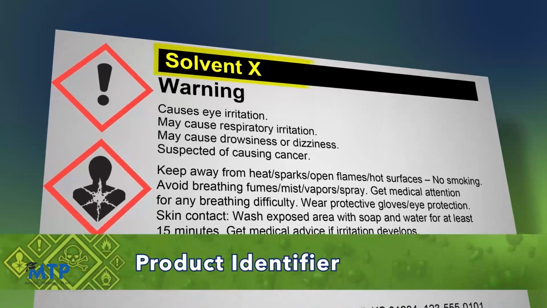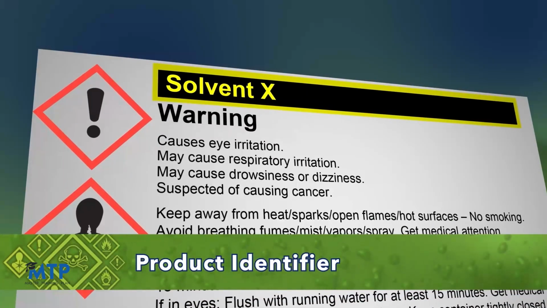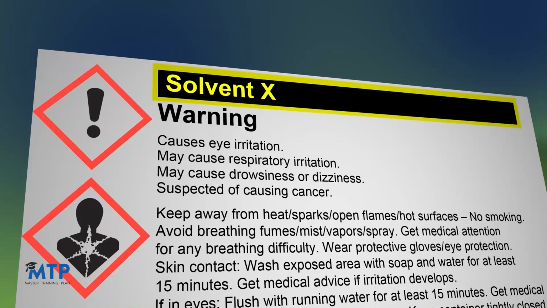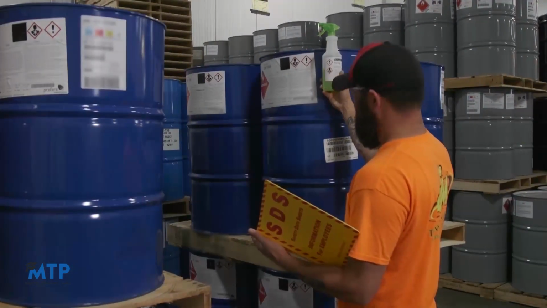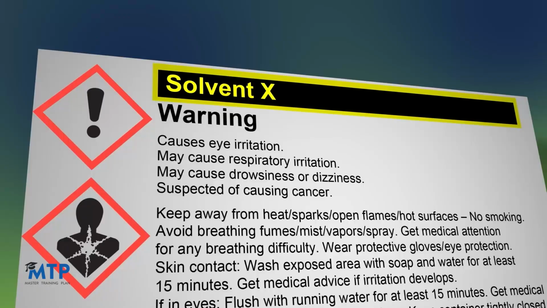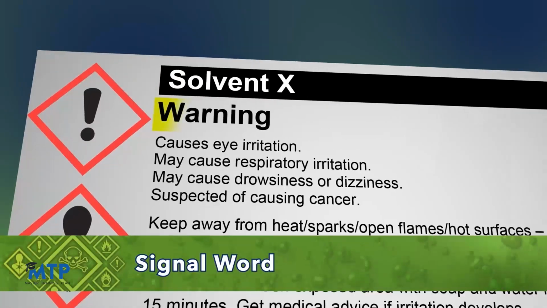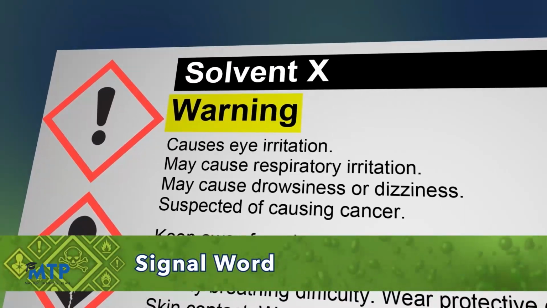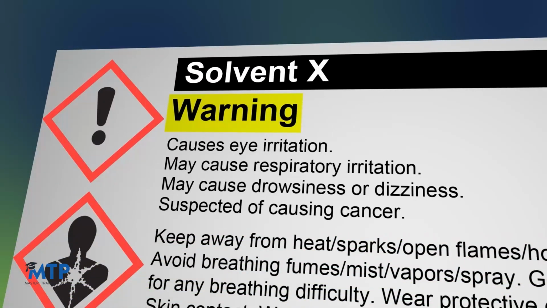The product identifier is the name or number used for the chemical. It can include an official name as well as any other names. The identifier used on the label must match the one found on the SDS. It also needs to match what is used in the workplace chemical inventory. The signal word tells you how dangerous the hazard is. There are 2 possible signal words. The danger signal word is used for more severe hazards, and warning is used for less severe hazards.